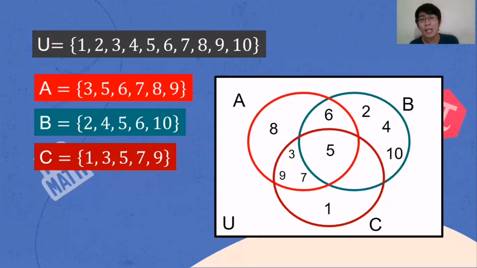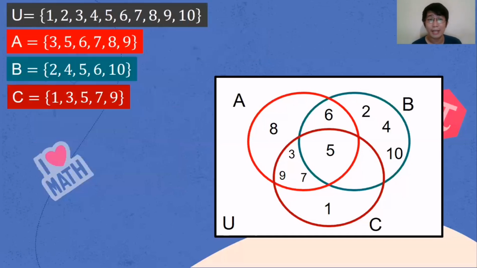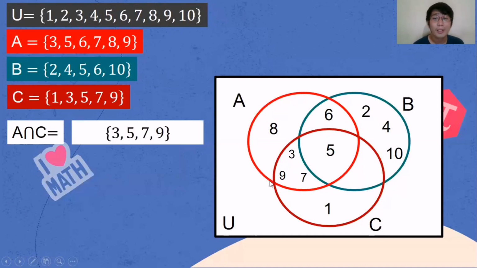Now, let's now try to solve operations of sets using Venn diagram. Okay? Let's try to check what is A intersection C. A intersection C. It means ito po ang kanilang intersection. So what are the elements of the intersection of A and C? Those are 3, 5, 7, and 9. Very good. 3, 5, 7, and 9. Intersection of set A and set C.